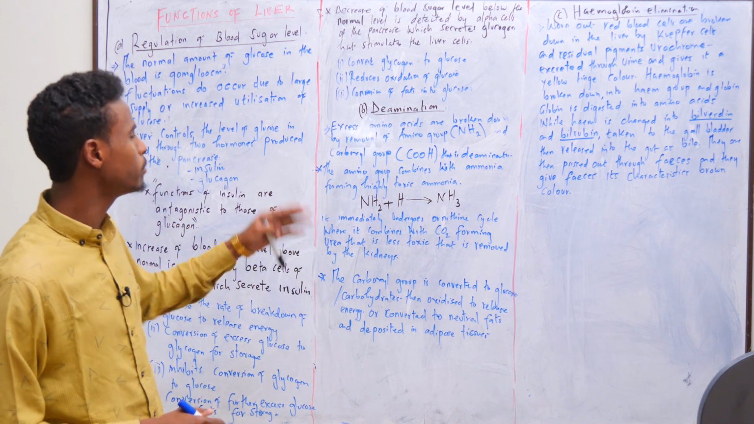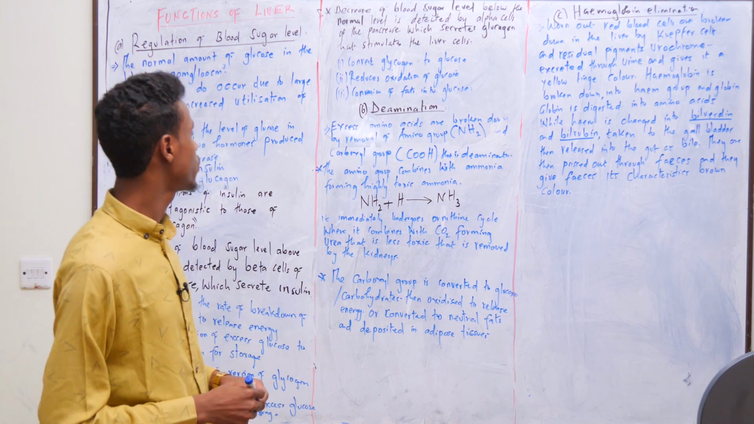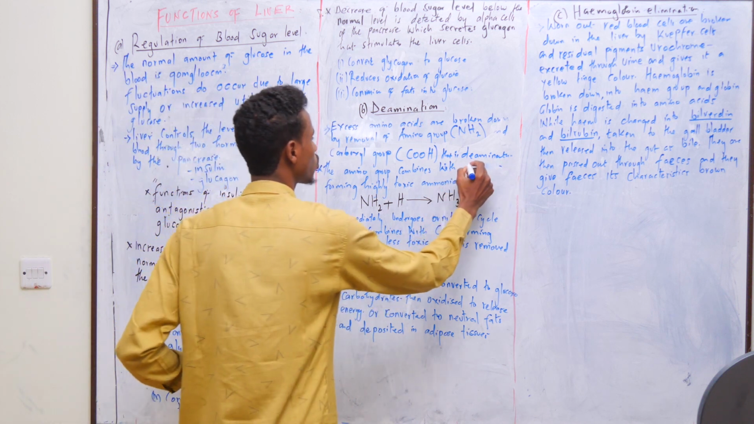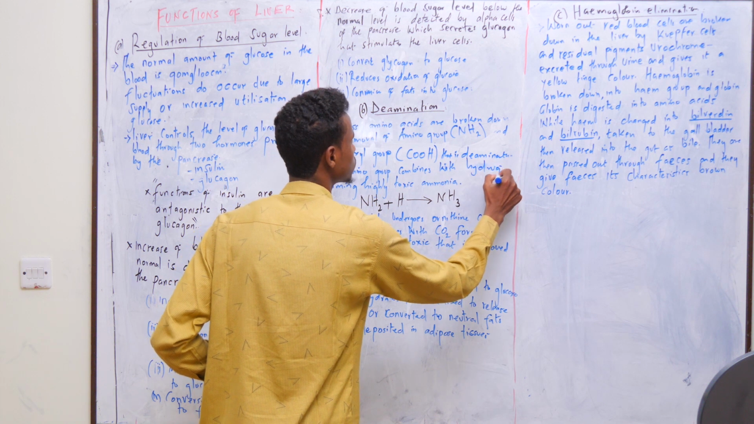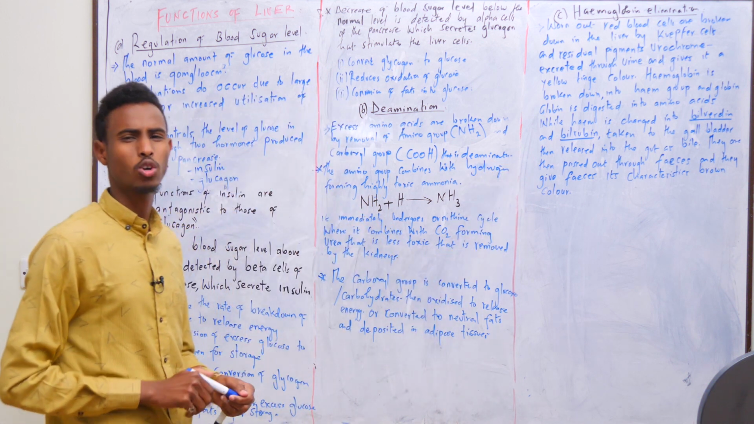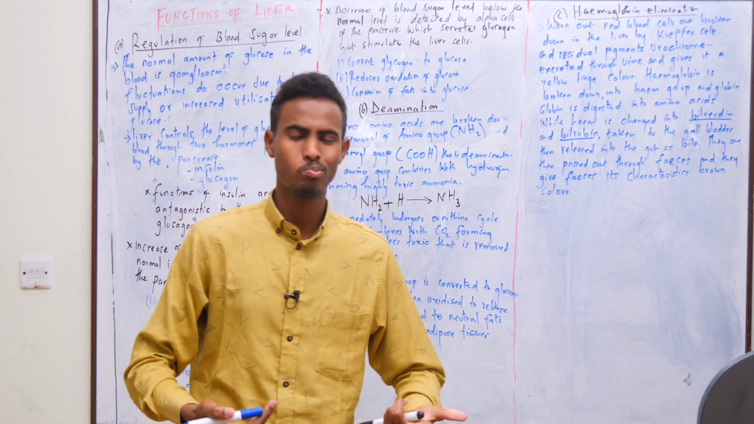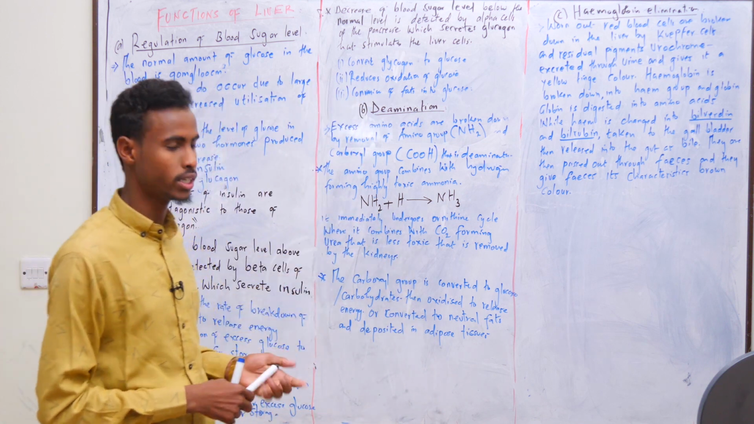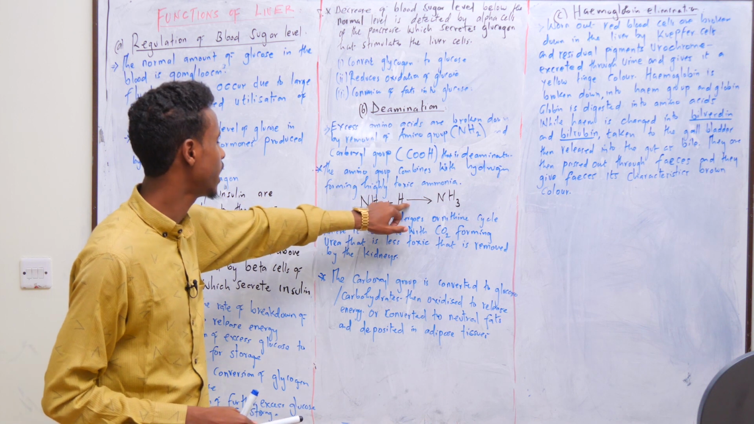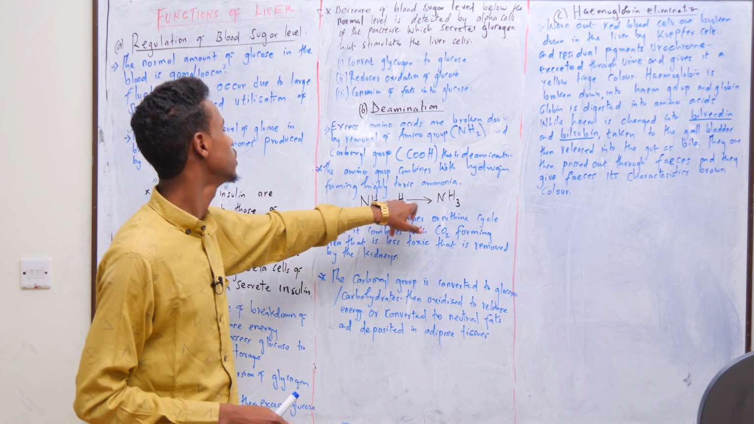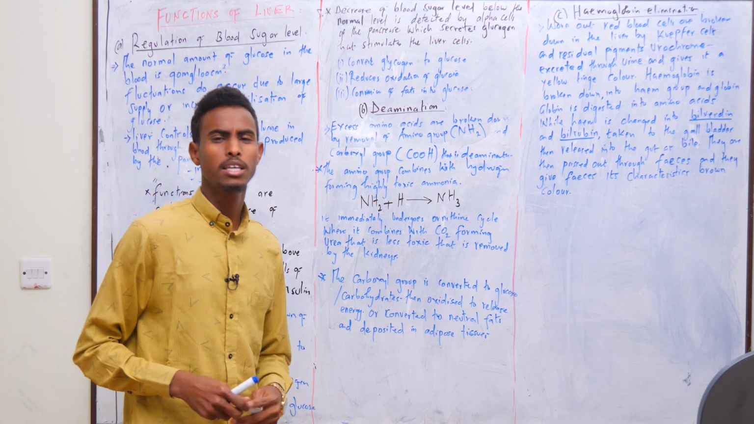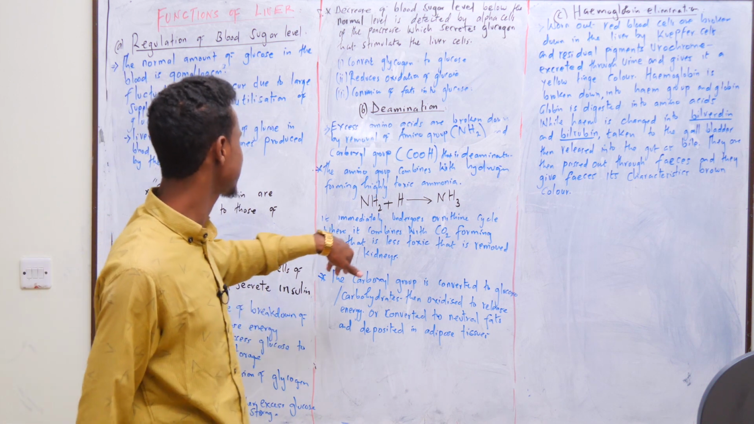Now class, the amino group combines with hydrogen, forming highly toxic ammonia. This is the amino group, and this is the hydrogen. It forms the ammonia. Now, this ammonia immediately undergoes the ornithine cycle.